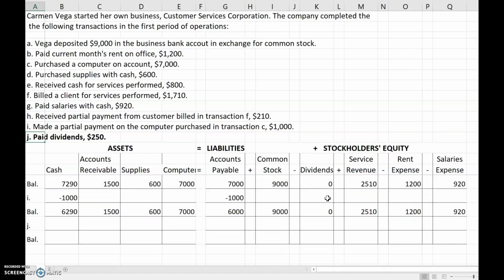All right, and then our last transaction, we paid dividends. So if we paid, that means our cash is going down, minus 250 to cash, and then we're going to show 250 in dividends. And then we can get our final balances. 6,290 plus the negative 250, 6,040. Bring down all of our other balances. Now we've got 250 in dividends.